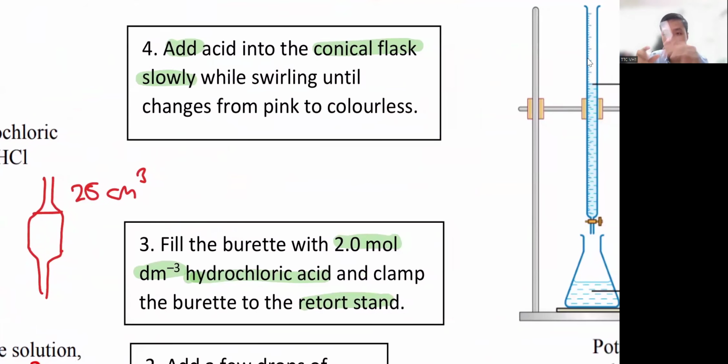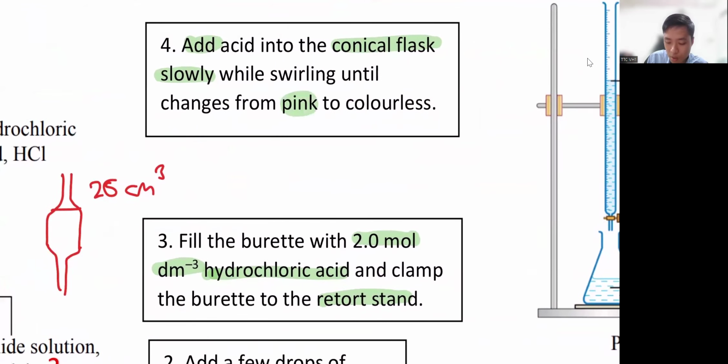While dropping the acid into the alkali one by one, you also swirl, until all the pink color becomes colorless. When it becomes colorless, that's when it becomes neutral, when the alkali has totally become neutral. Then you can stop the experiment.